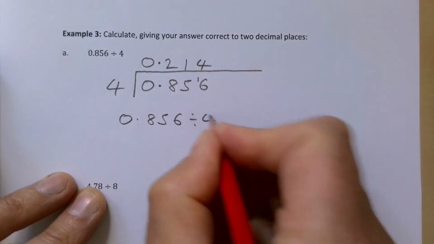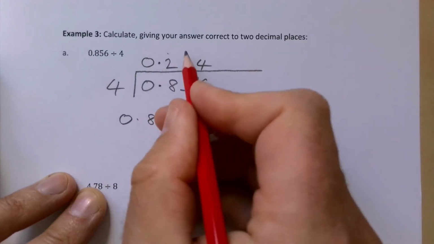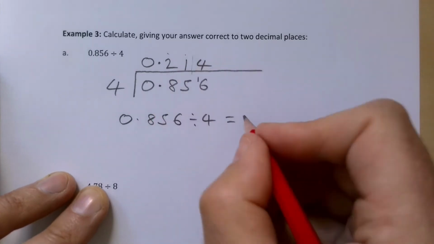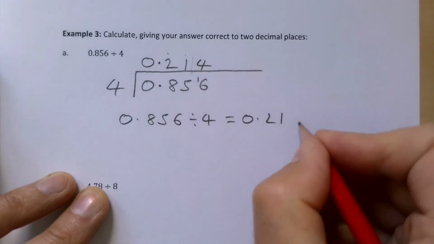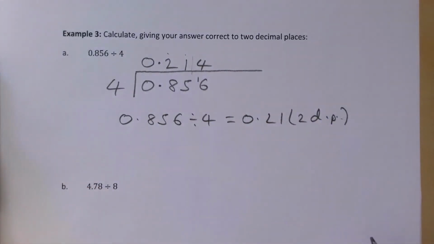0.856 divided by 4 equals, to 2 decimal places, there's the first, there's the second. Is that number 5 or above? It's not. So we keep that as 0.21. And that then is the 2 decimal places.